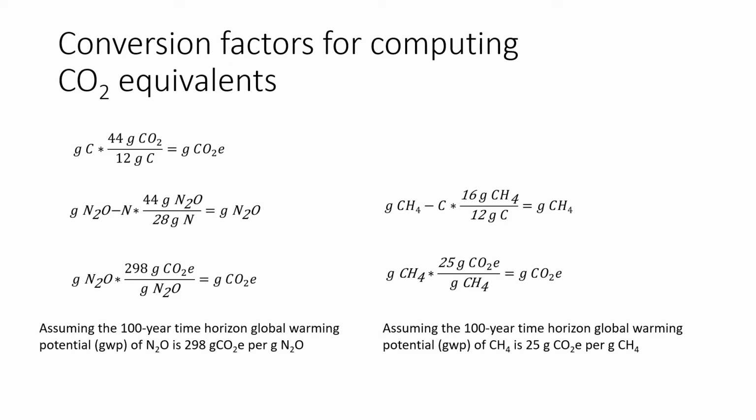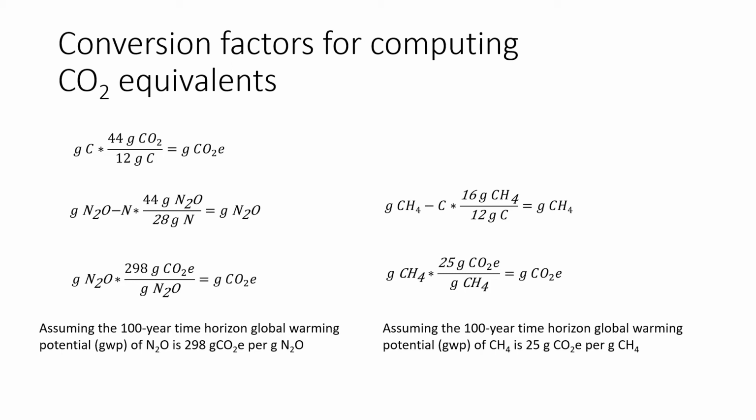And then to convert N2O to carbon equivalents, there's what's called a 100-year time horizon global warming potential. It's approximately 300 for N2O, and it might vary depending on what source you look at, but let's just say it's 298. So that means that every gram of N2O is equivalent to 298 grams of CO2. So you have to multiply grams of N2O by 298 to get grams of CO2 equivalents.